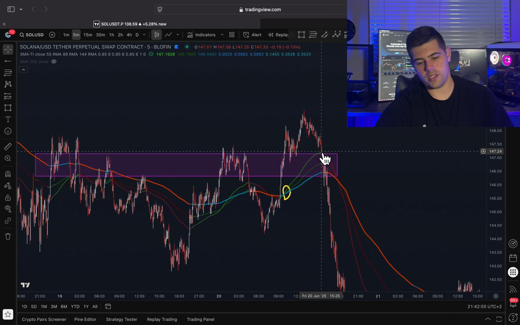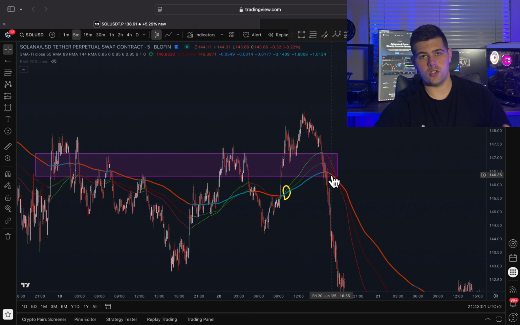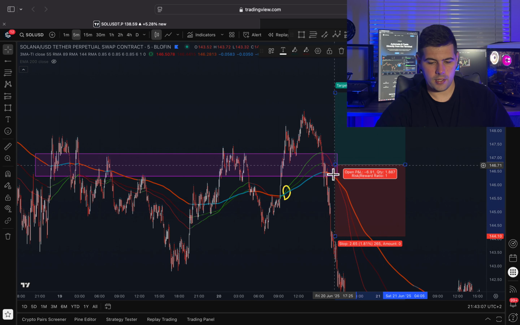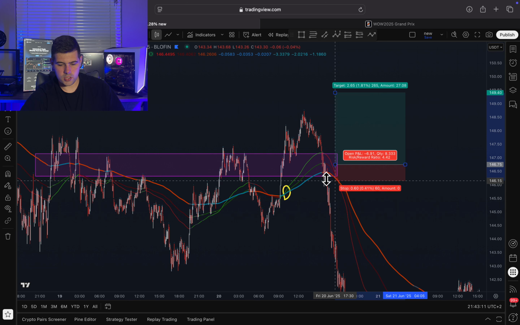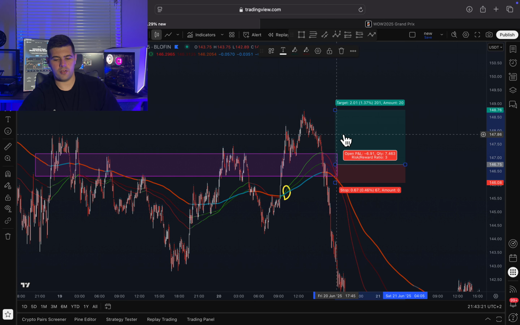Usually I wait for price to be in that range of the moving averages. If you can touch it, even better, because then you get a better entry and a tighter stop loss. So in this scenario right here, I'd probably have entered anywhere in this level, and then stop loss just below the area of interest, and then our take profit is going to be a 3-to-1 risk reward. So it's going to look something like this.